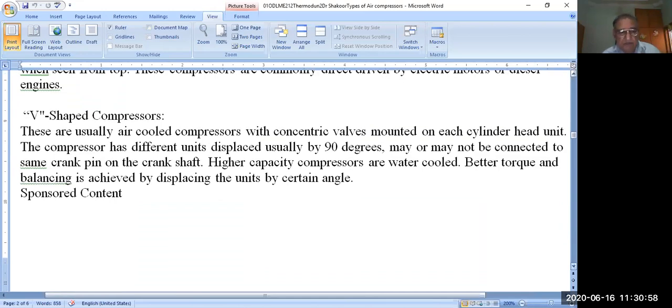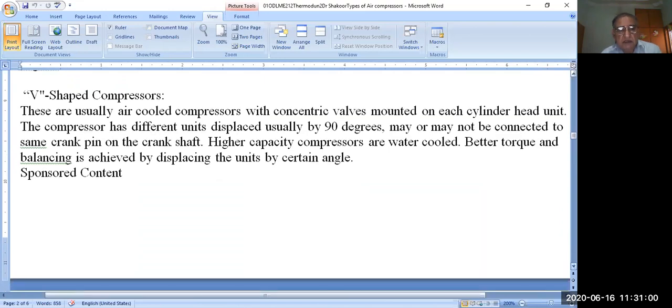V-shaped compressors. These are usually air-cooled compressors, V-shaped, with concentric valves mounted on each cylinder head.